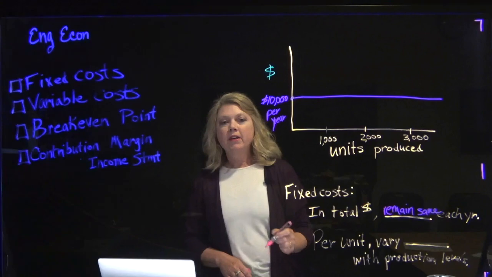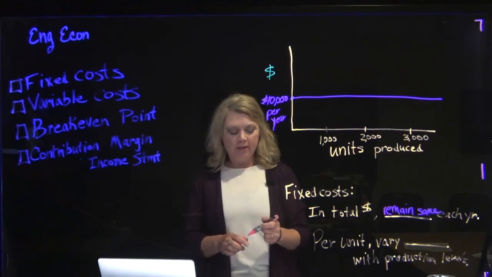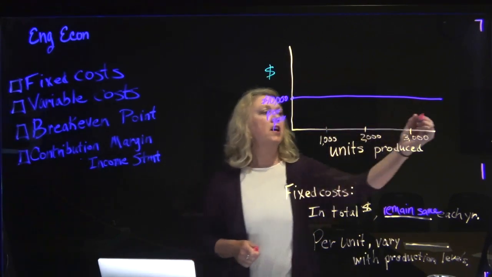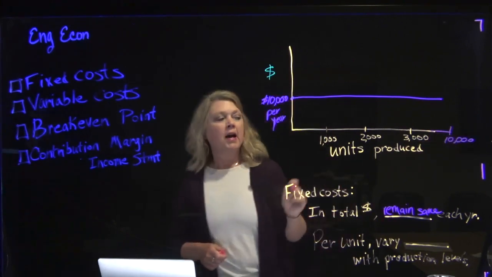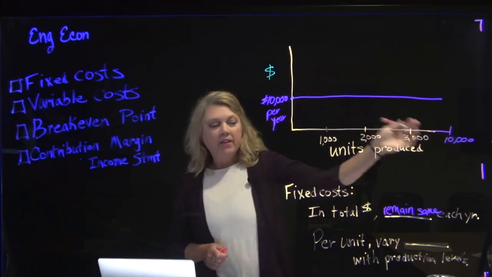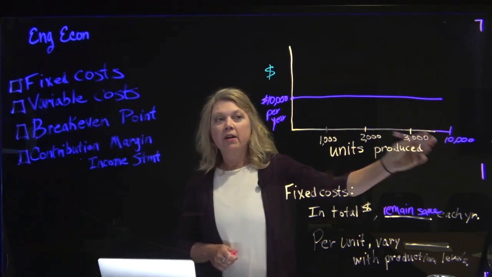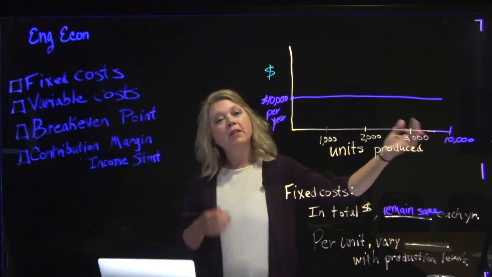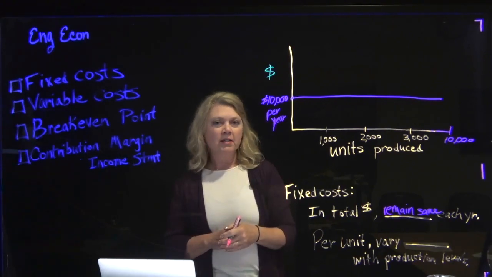Per unit, fixed costs will vary, what? How related to production levels? Let's do a little example. If we have $10,000 of fixed costs and our production is 10,000 units, how many dollars of fixed cost have to be absorbed by each and every one of those 10,000 units? Well, $1 each, right? $10,000 of fixed cost, 10,000 units produced. Each unit absorbs a cost of $1 of fixed cost.